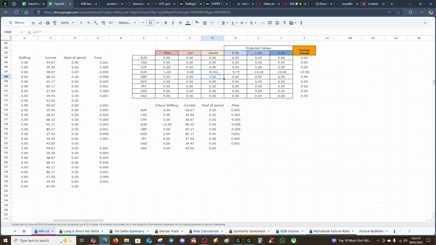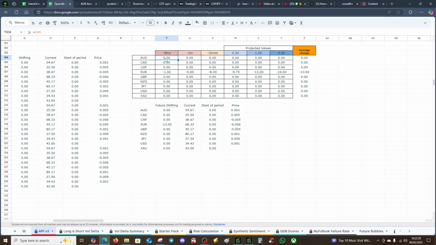And what it does, it gives us a projection for the future, assuming that they hold on to that bias. Well, that's the huge caveat, is that we'll get a verifiable metric for the future in the average of 4 hours, 1 hour, 30 minutes. So in an hour and a bit, this is where the bubble should be.